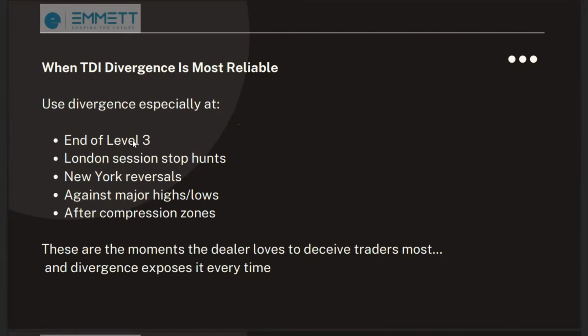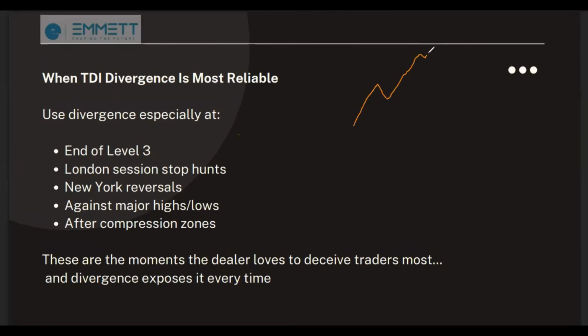Now, when is the TDI divergence most reliable? When do you know that when I see that divergence at this particular moment, that's a very strong and reliable confirmation? Number one is the end of level 3. If the dealer has been pushing down or pushing up, and you can count the 3 bursts of price, and you're sitting here, you can expect the dealer to bring the price back when you see the confirmation on the TDI. If he's been pushing the prices lower, and maybe you're sitting somewhere here with this particular sort of pattern and the TDI divergence, then you can expect that there is a high probability the price is going to push upside.